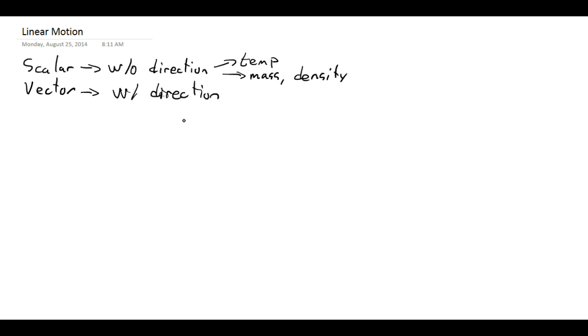Vector quantities, there's far fewer vector quantities, but they do have directions. So examples would be motion. If you're moving, what direction are you moving in? Or another one would be force. If you're pushing something, what direction are you pushing it in?